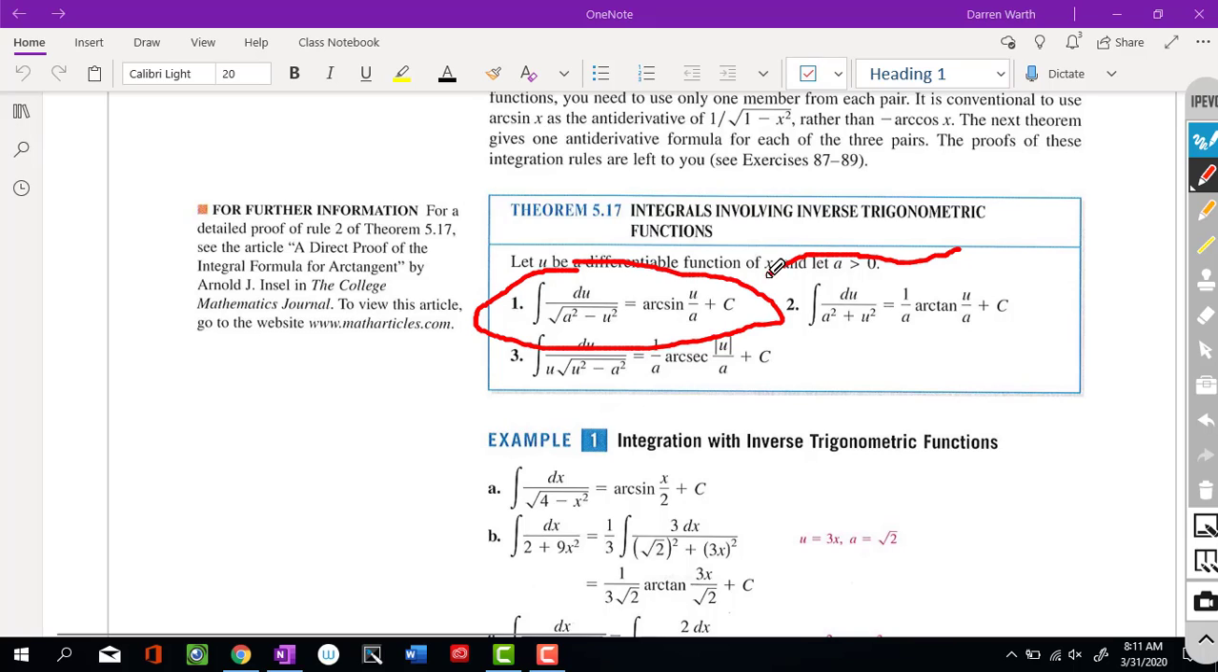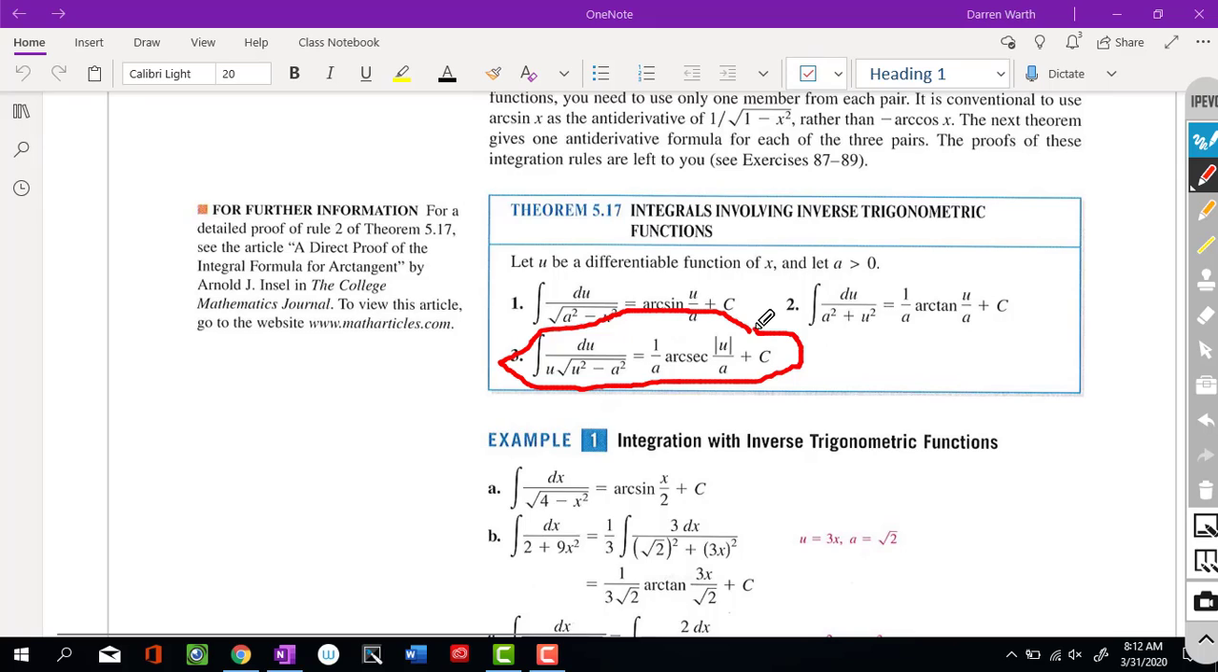And then the second one you'll need to memorize. It says we have the integral of du over a squared plus u squared equals 1 over a arc tangent of u over a plus c. And then the next one is the integral of du over u times the square root of u squared minus a squared, equals 1 over a arc secant of the absolute value of u over a, plus c.